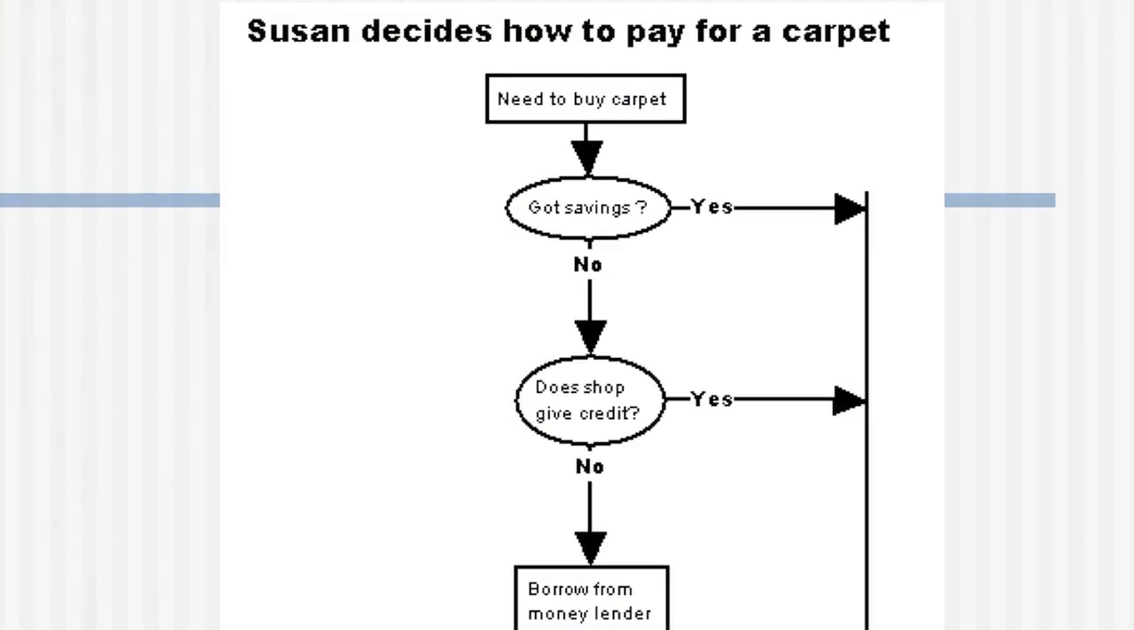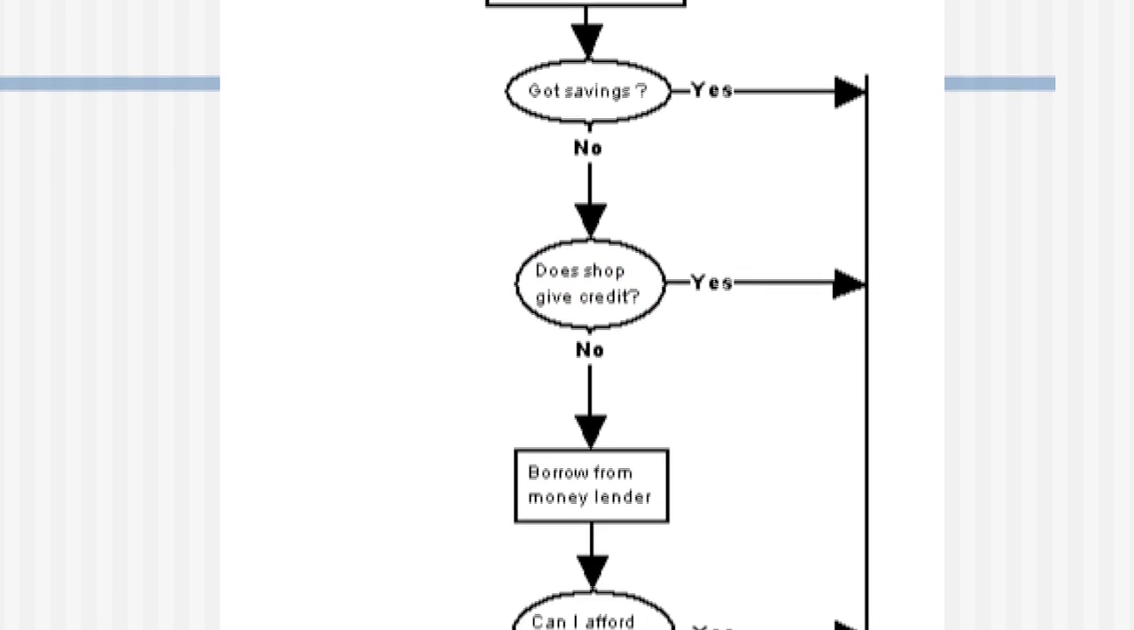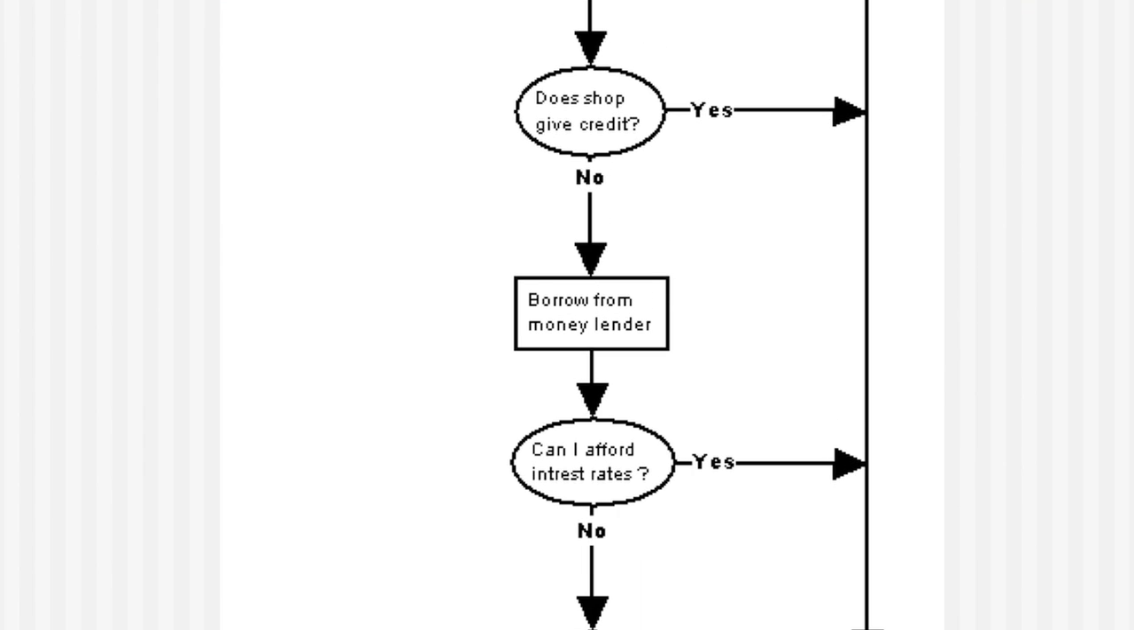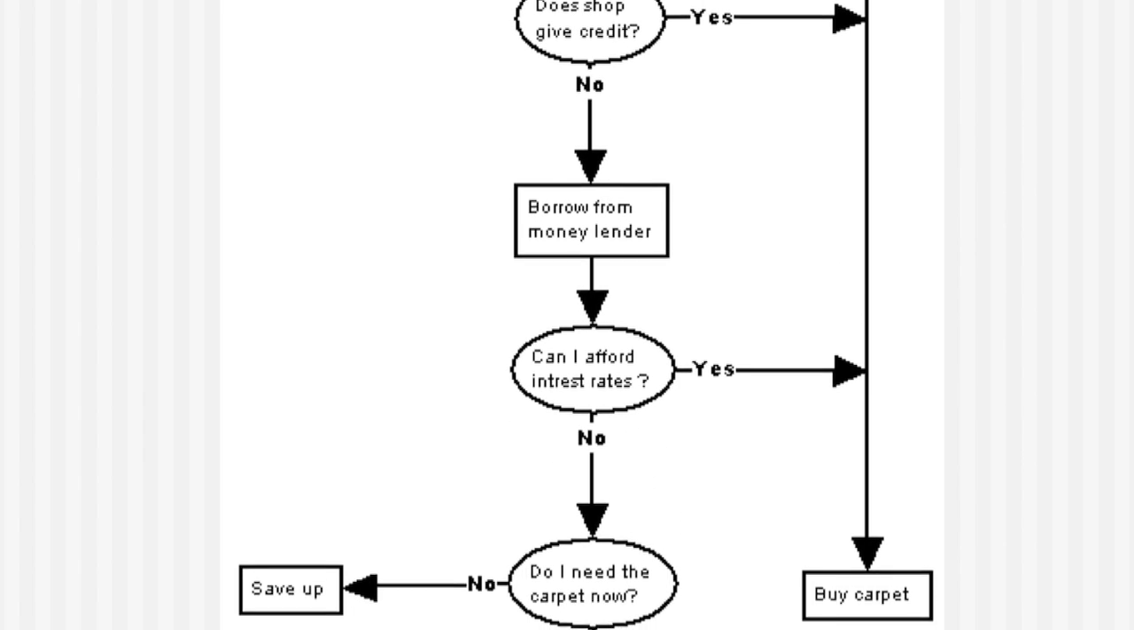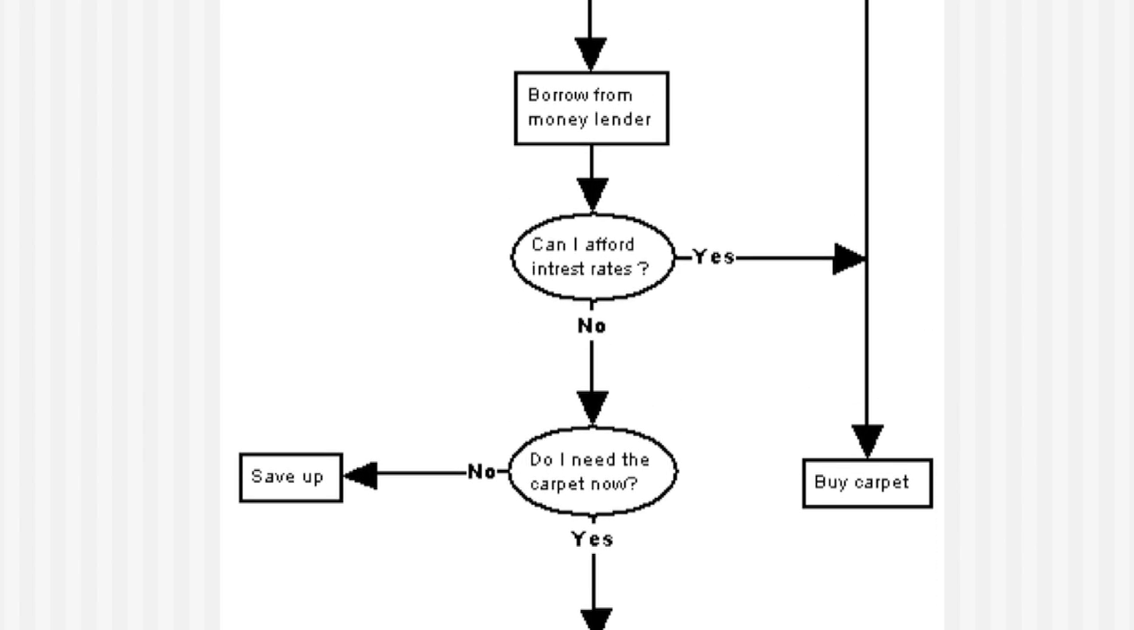So here's Susan, she needs to buy a carpet. Has she got any savings? If yes, she goes and buys a carpet. But if she hasn't, then she asks, does the shop give credit? If the shop does give credit, she can borrow the money and buy the carpet. But if it doesn't, then she's got to get money from elsewhere, from a money lender. She talks about going to money lenders. And then the question is, can she afford the interest rates from the money lender? If she can afford them, if she can find somebody not to charge too much, she can buy the carpet.